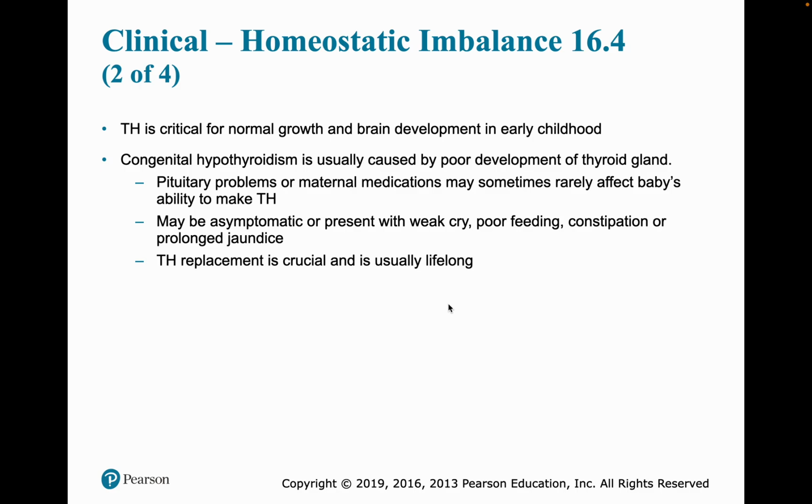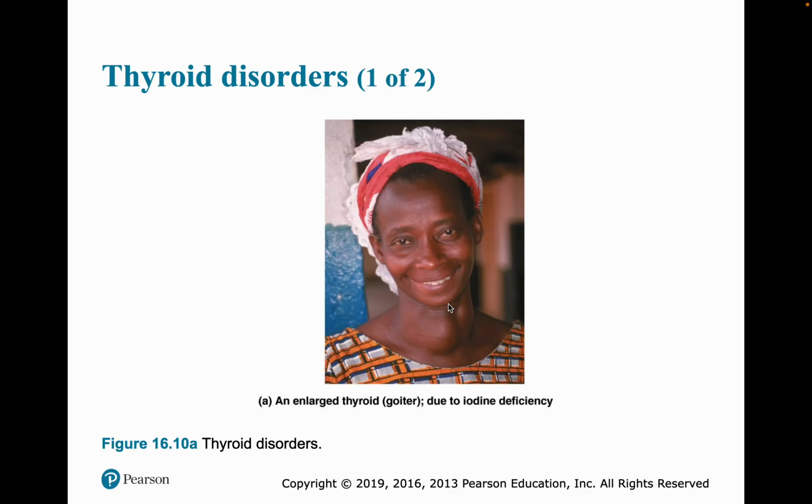Thyroid hormone is critical for normal growth and brain development in early childhood. Congenital hypothyroidism is usually caused by a poor development of the thyroid gland, but it could be pituitary problems. Maternal medications sometimes affect the baby's ability to make thyroid hormone. It may be asymptomatic or present with weak cry, poor feeding, constipation, prolonged jaundice. But in this case, thyroid hormone replacement is crucial, and it usually has to go lifelong. So here is a goiter.